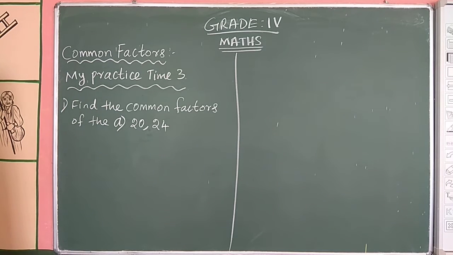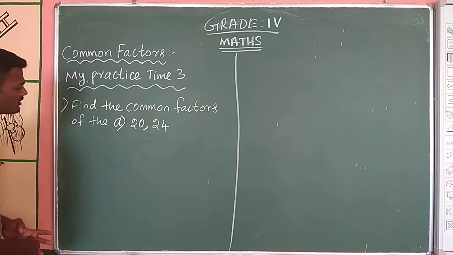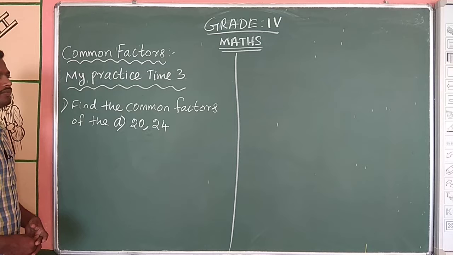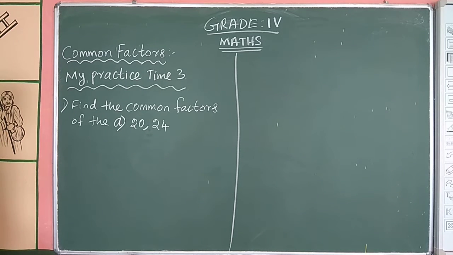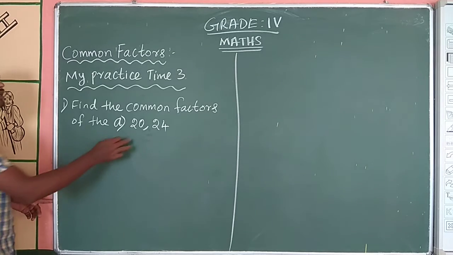Our next topic is common factors. My practice time 3. First question. Find the common factors of 20 and 24. Question number A, 20 and 24.